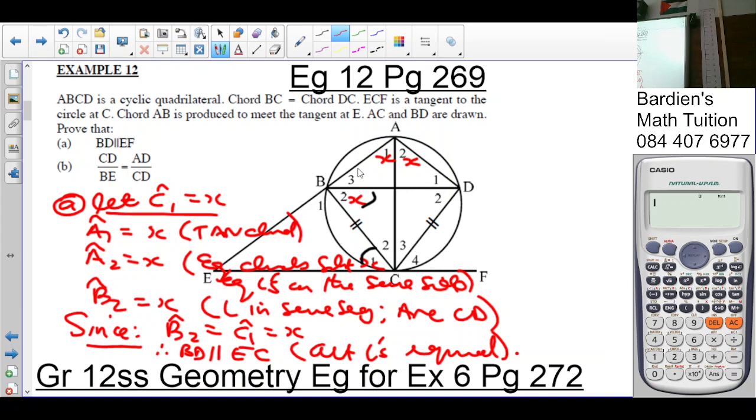Can you see that, people? The alternate angles are equal. There's a good couple of marks that can be bagged in. Okay? I'm seeing already 4 or 5 marks. 1, 2. Yeah, 4 marks. Okay.